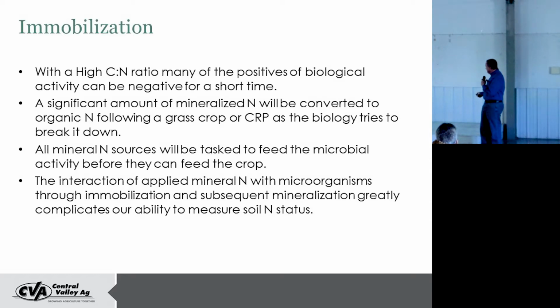The microbial population will take advantage of nitrogen that's out there before it gets to the crop. So that's one of the reasons we do maybe a little nitrogen in a starter of some sort, is to try to concentrate it close to the plant so the microbes can't get it before the plant does. One of the things that makes nitrogen so complicated is the interaction of the applied nitrogen with the microorganisms in the soil through immobilization and subsequent mineralization, because after they immobilize it, later they die and give up that nitrogen, hopefully to the crop, but it greatly complicates our ability to measure nitrogen status in the soil.